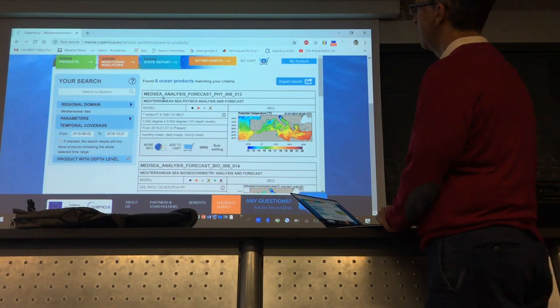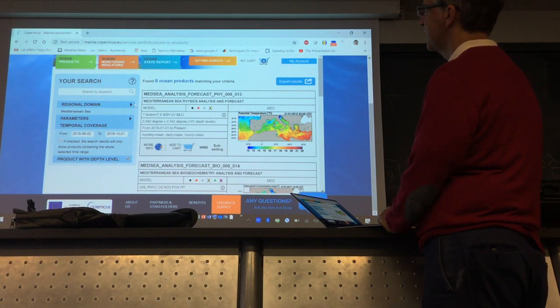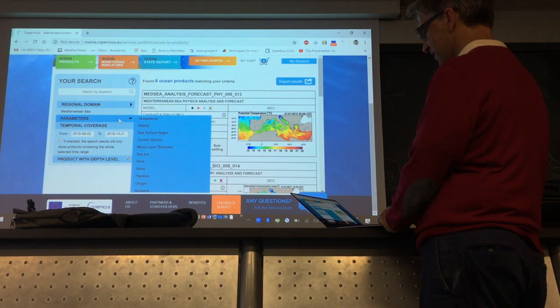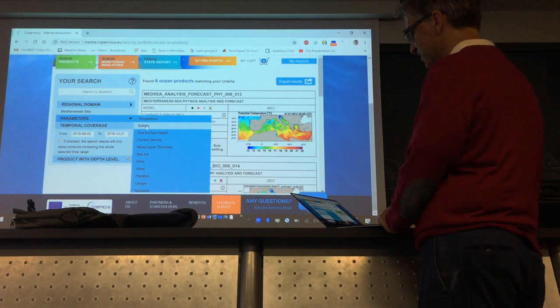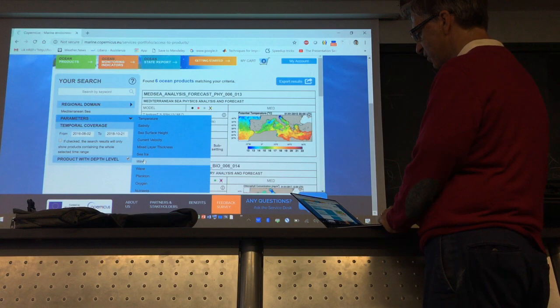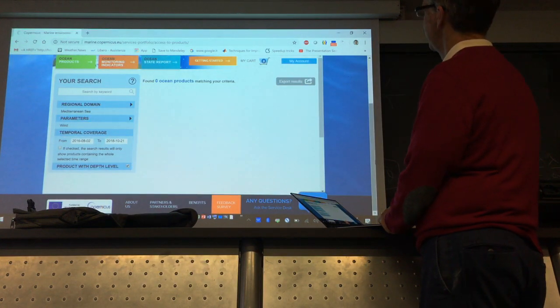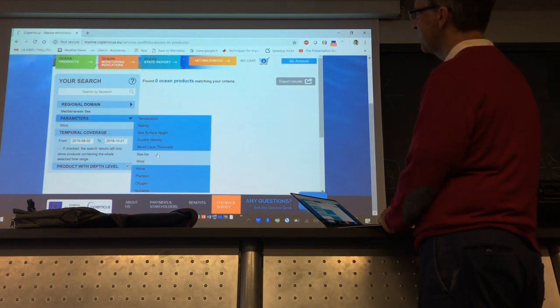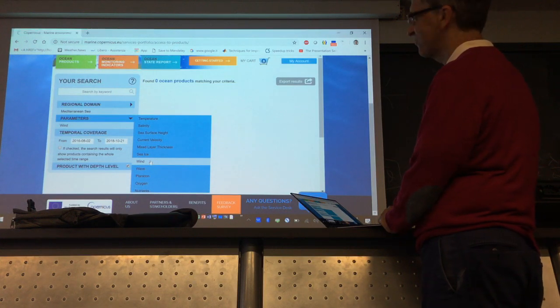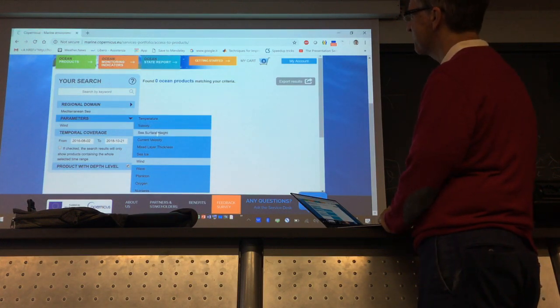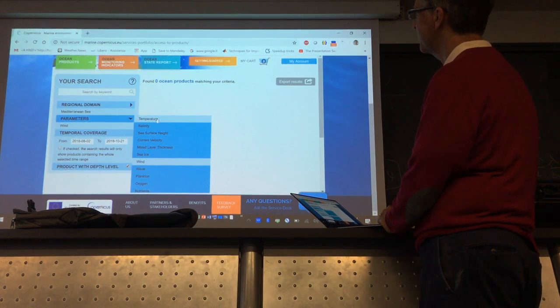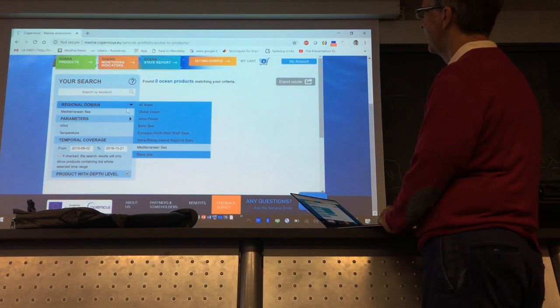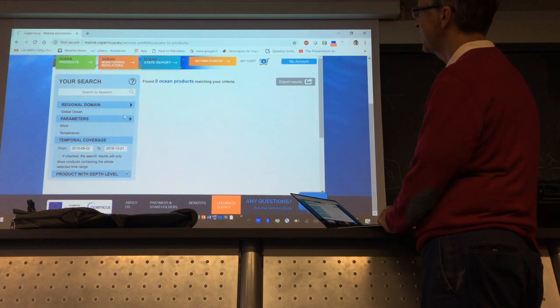This should be regional domain. I have already set the parameter. If you want salinity, for example, or you wanted to have the wind, that is another observation. You don't have any wind in the Mediterranean. Of course, it's not everything everywhere. So for sure in the Mediterranean you have the temperature, but maybe in the global ocean you can have some parameter about the wind.